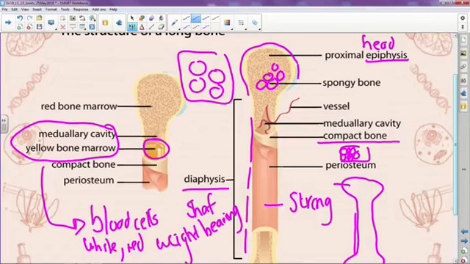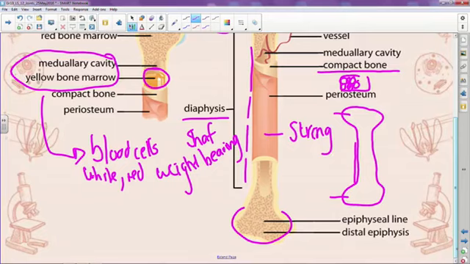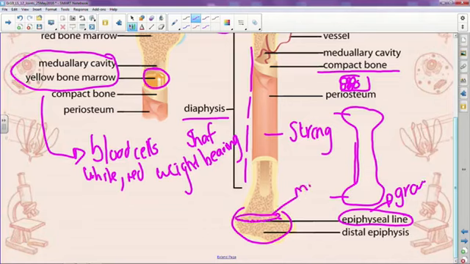Also, if we have a look at a bone, you will sometimes see an imaginary line that goes across the bone. This is called your epiphyseal line, and this is where you grow. What do I mean by that? The tissue inside here can divide by mitosis. When it divides, we put more bone tissue. And if we put more bone tissue, what happens to your bone?